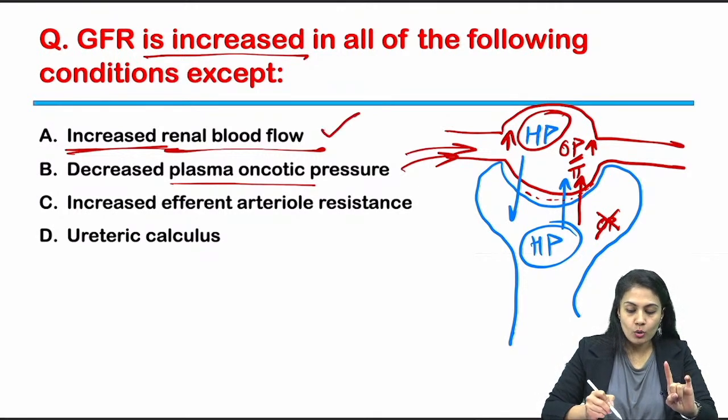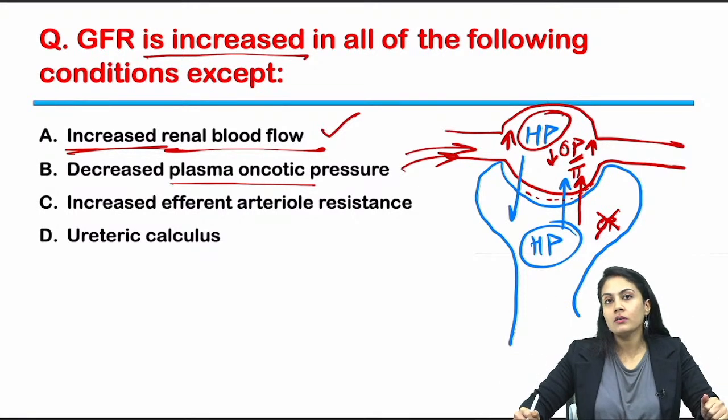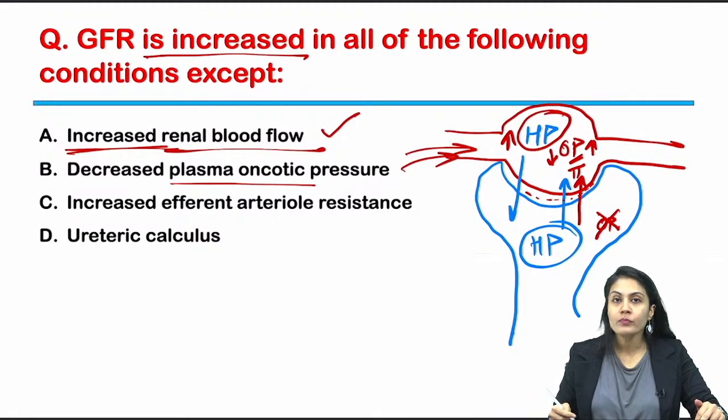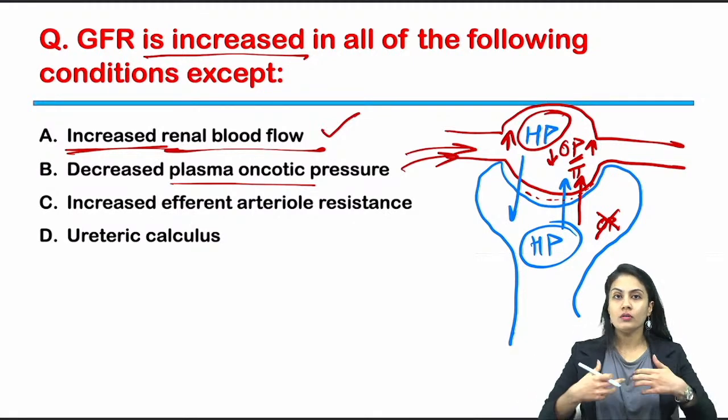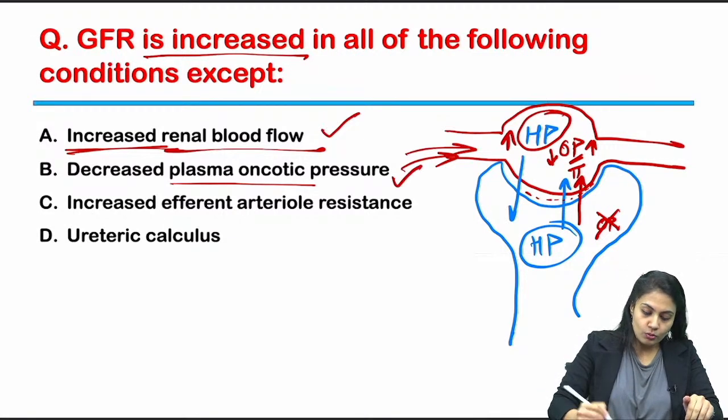Decrease plasma oncotic pressure. Plasma means they are talking about the glomerular capillaries. So if you decrease the plasma oncotic pressure there, what is going to happen? It will no longer hold on to the water. It will cause more and more GFR, right? So that is also true.